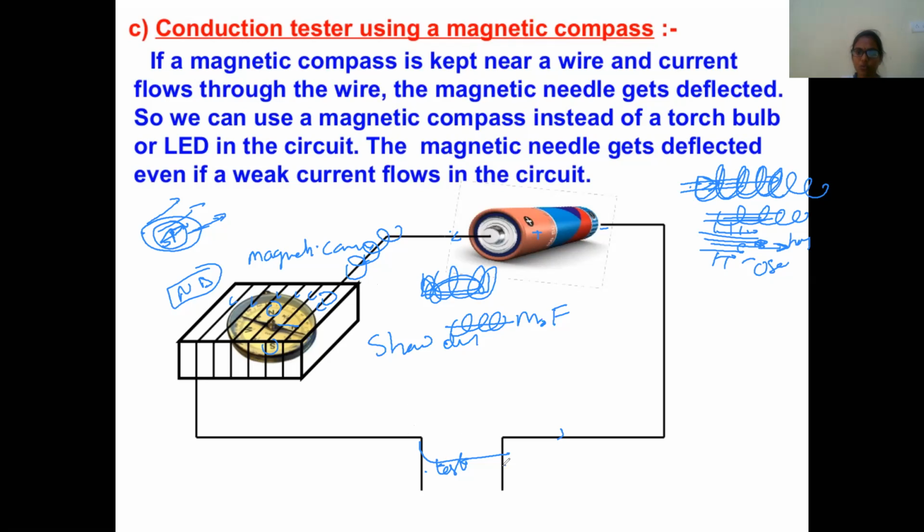Now there are two free ends. In these two free ends, suppose you put one iron nail. That time it will show deflection, which means the iron nail is a conductor. Suppose you now put an eraser. Deflection is not shown, right? Because the eraser is made of rubber, it is not conducting.